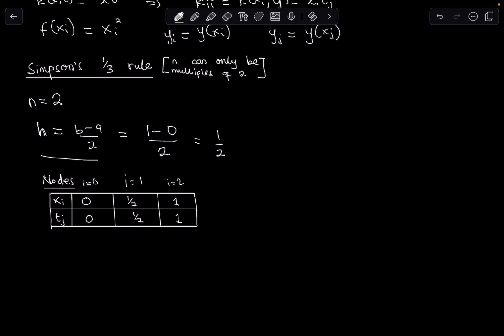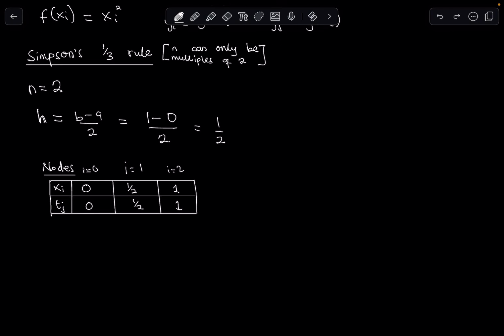Your step size is going to be b minus a, which in this case is 1 minus 0, divided by 2, and that gives you 1/2, okay? And then you always have to write your nodes out clearly, okay? So this is your i. So i equals 0, i equals 1, i equals 2, right? So those are going to be the nodes. If you remember, if you divide this into 2 segments, you're going to have x0, x1, x2, right? So these are your i's, right?